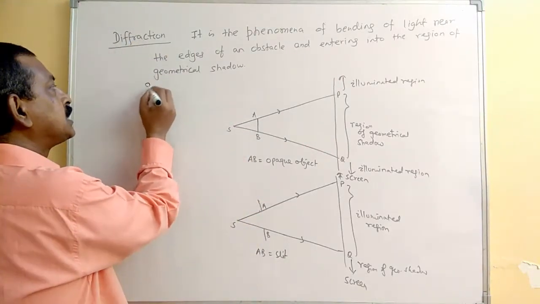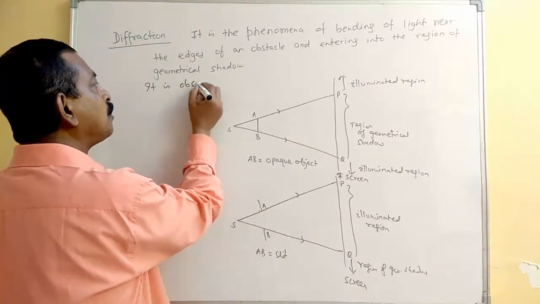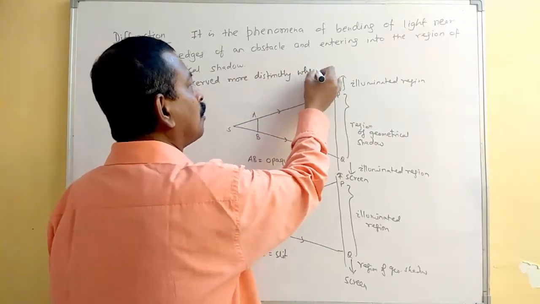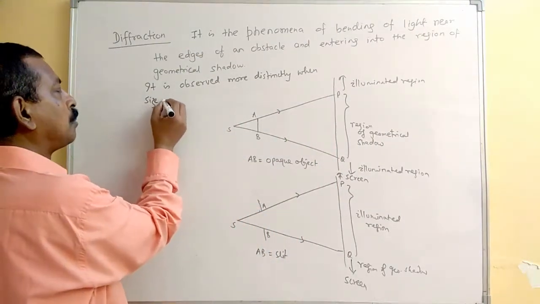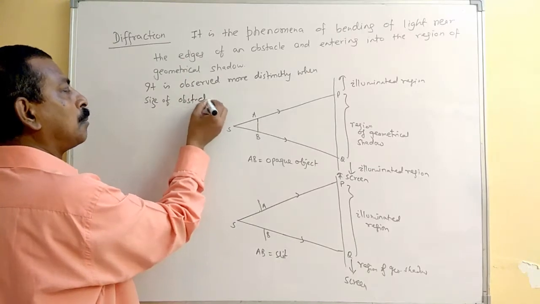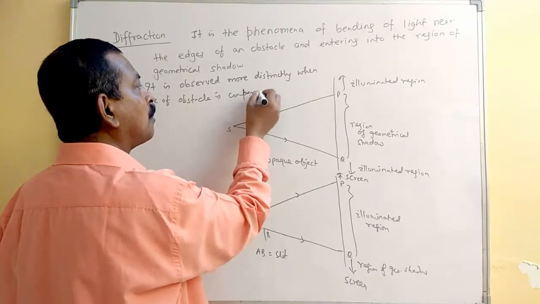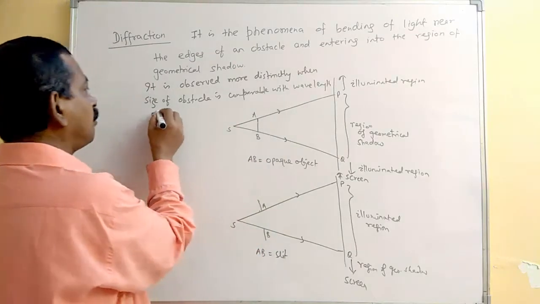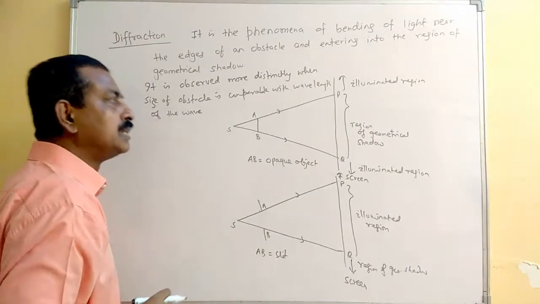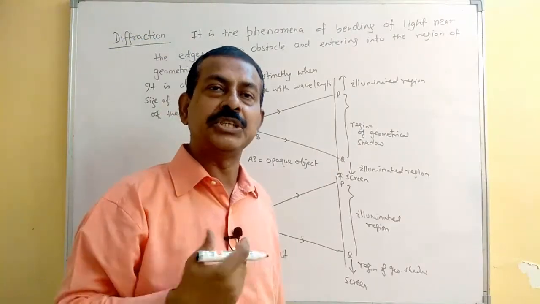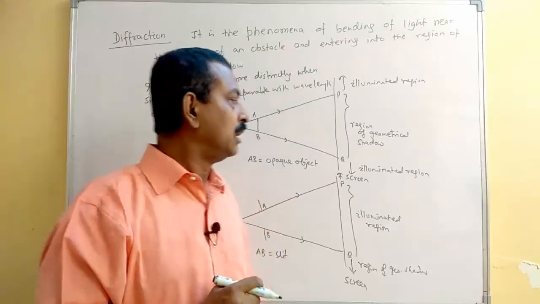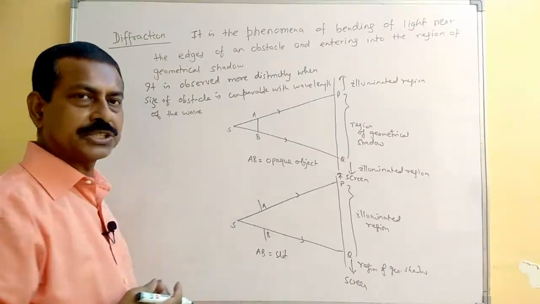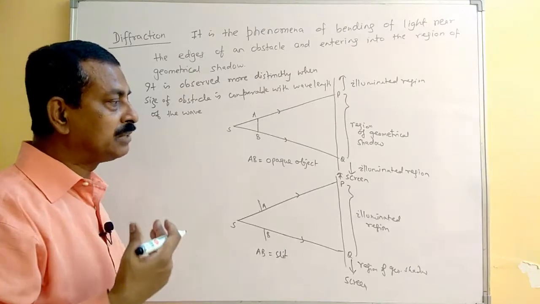So it is observed more distinctly when the size of the obstacle is comparable with the wavelength of the wave. Then we'll get diffraction observed more distinctly or prominently. So these are the two setups which explain how, or where, we can observe diffraction.